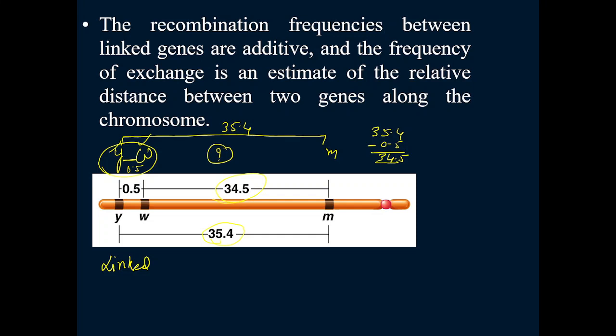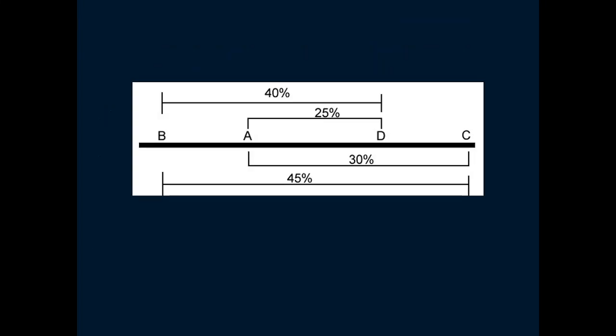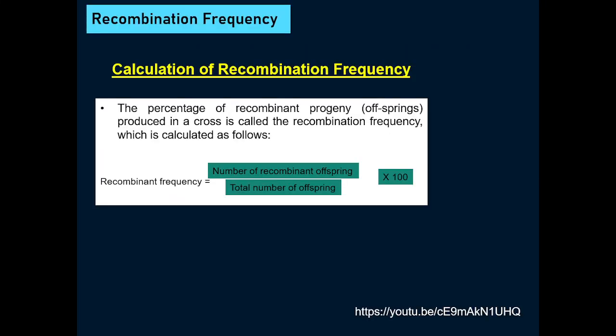How to calculate the genetic map? As I said, it can be calculated based on the recombination frequencies. How do you calculate the recombination frequency? For detail, you can visit this link, and you can benefit from it. But essentially, one has to calculate the number of recombinants divided by the total number of offspring, multiplied by 100.